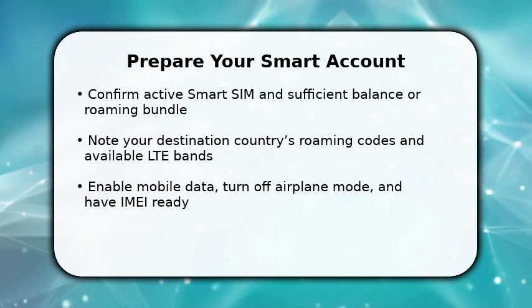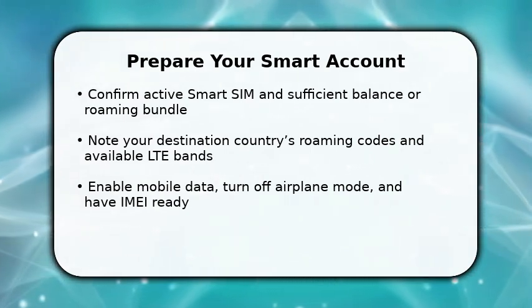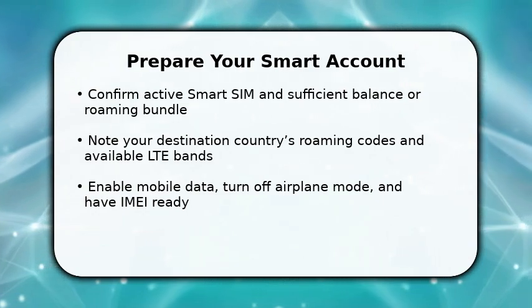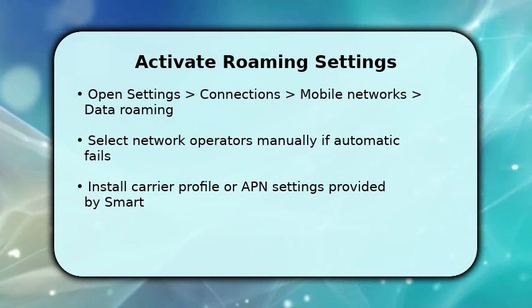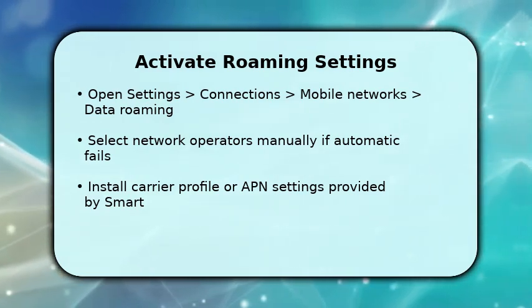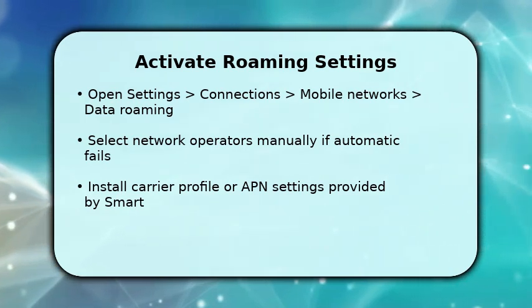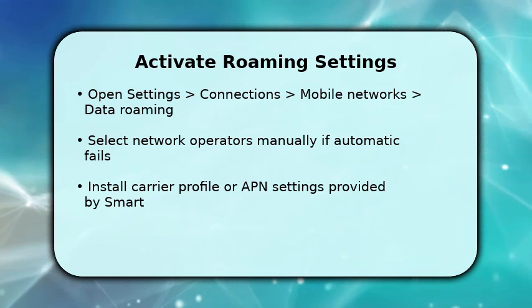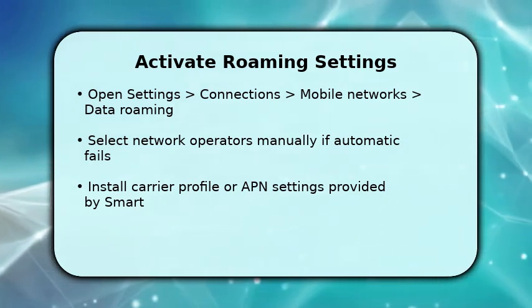With these prerequisites satisfied, proceed to the phone-level settings to request roaming registration from the carrier. Now you'll enable roaming on your handset and register with Smart's international network. You turn on data roaming and confirm mobile data is active. This allows handshakes with partner networks. If automatic registration doesn't connect, switch to manual network selection and pick a trusted partner operator.